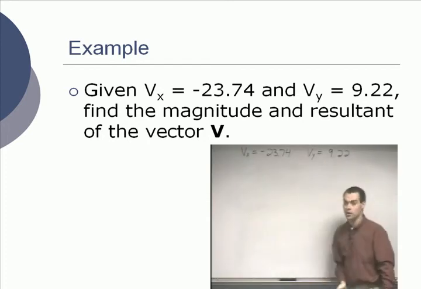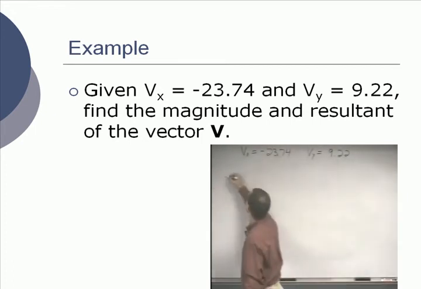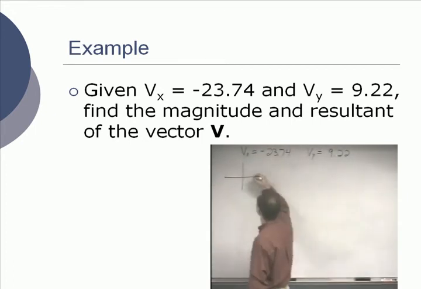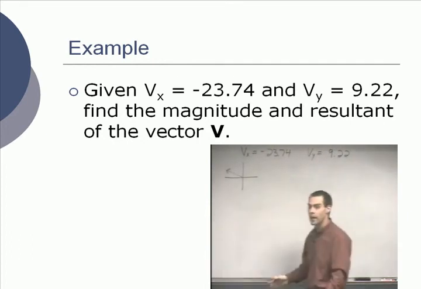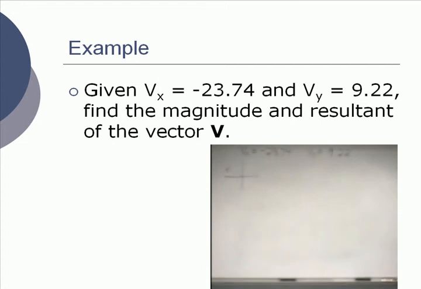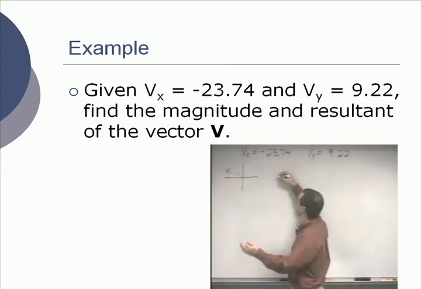Now, it's a simple question, but always ask yourself, what quadrant is this vector in? It's pointing off in quadrant 2, somewhere back there. So our angle is going to be somewhere between 90 and 180 degrees. Okay? All right, well, we can find the magnitude of v.